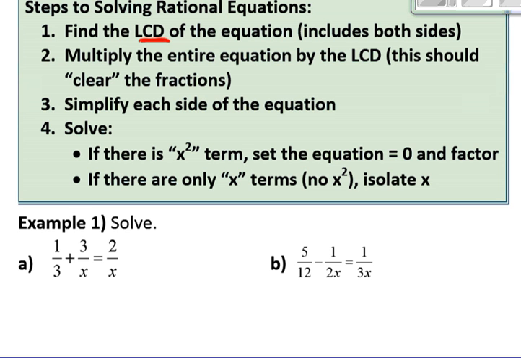Then we're going to multiply the entire equation by the LCD. What happens here is this is going to clear out the fractions, or it should. If it doesn't, that means you probably did something wrong. Then we're going to simplify each side of the equation and then solve.